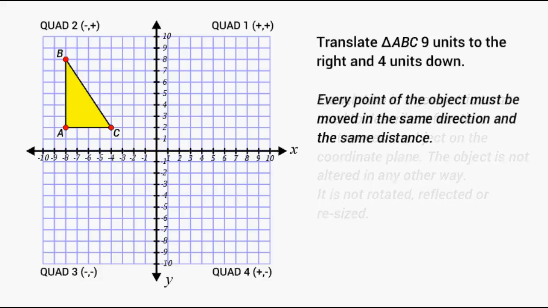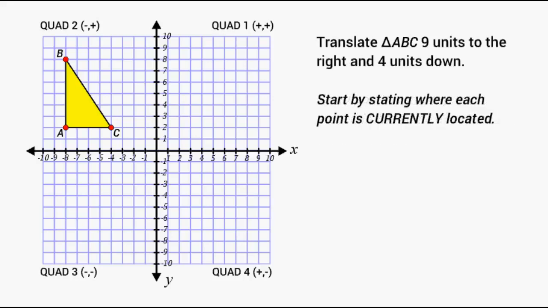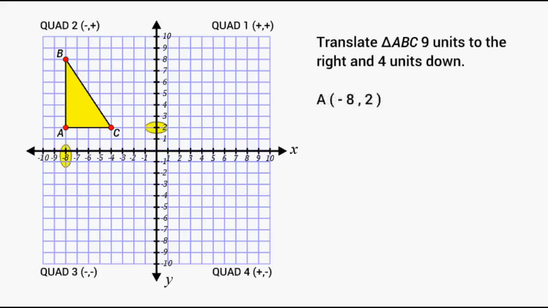After translating this object, we should understand that every point of the object must be moved in the same direction and the same distance. That way, the resulting object will be congruent to its original. First, we're going to see where each point is currently located. Point A is at -8, +2. Point B is at -8, +8. And point C is located at -4, +2.